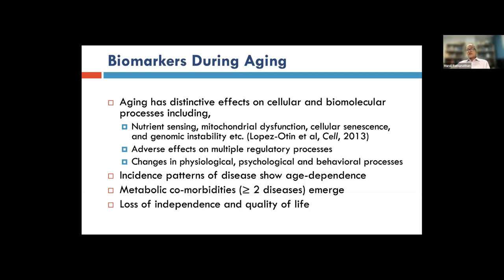But the other thing, as we bridge across the scales, is to realize that these cellular and biomolecular processes have consequences on multiple regulatory pathways, and these changes to regulatory pathways cause changes in physiological, psychological, and behavioral processes that we typically associate with aging. And then, of course, overlaid on aging is the fact that many diseases show age-dependence patterns in terms of onset. And of course, metabolic comorbidities especially emerge in aging populations quite frequently. And of course, aging eventually affects independence and quality of life.